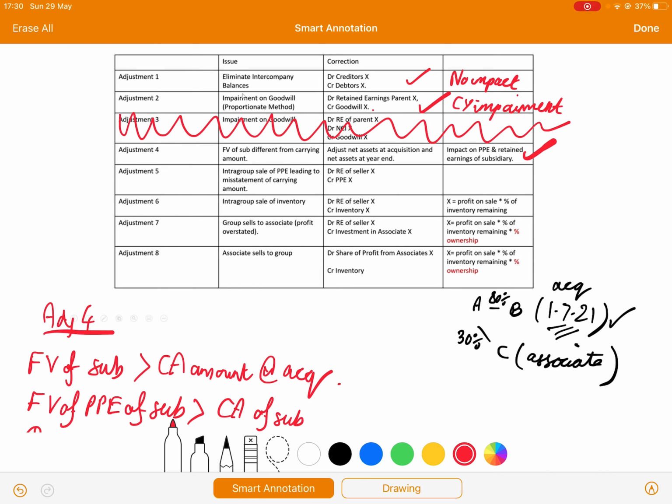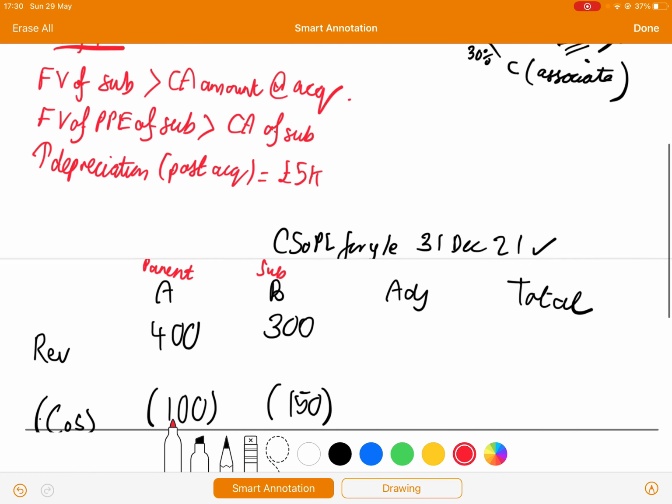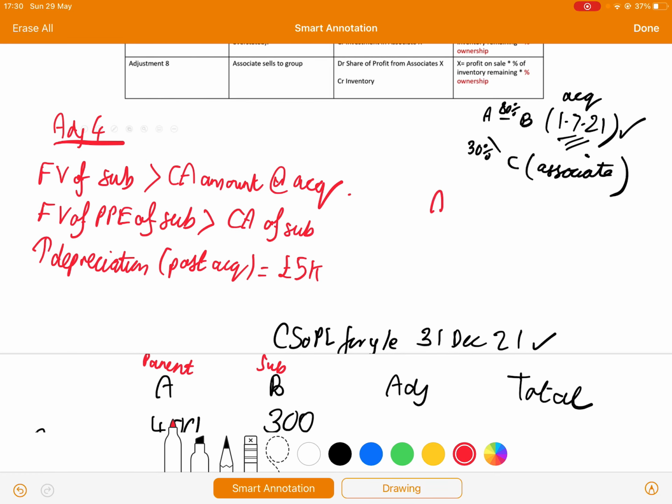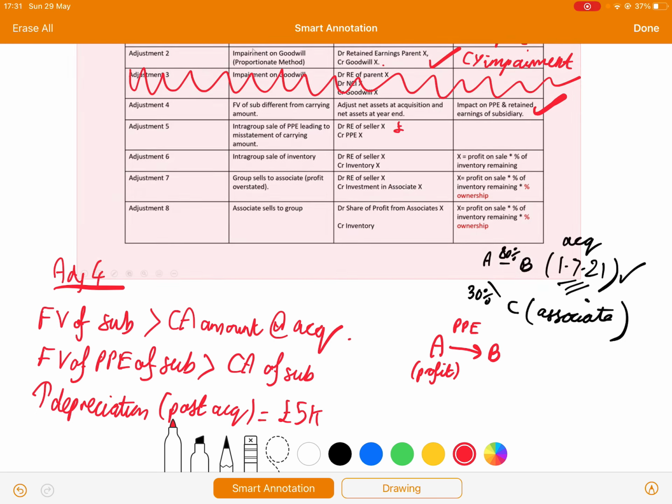Let's have another one. Intergroup sale of PPE leading to misstatement of carrying amount. So this is where you have an intercompany sale of PPE. So in this case, I have A to B, PPE. And you know, A is recognizing a profit, but there's also excess depreciation as well. So what we need to do for this adjustment, as you know, is debit retained earnings of the seller. Let's pick a figure, 7k, and credit PPE 7k.